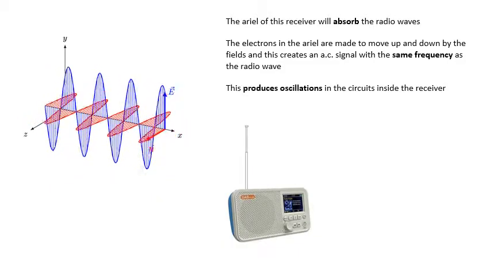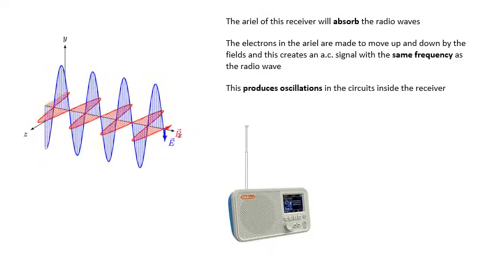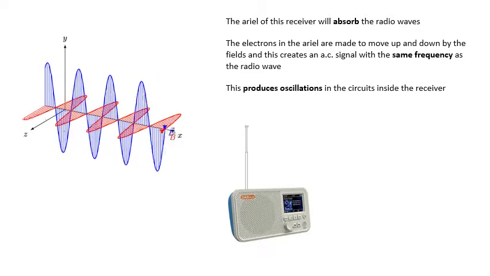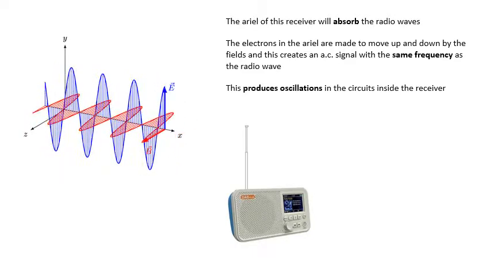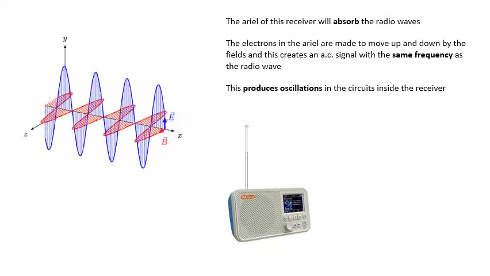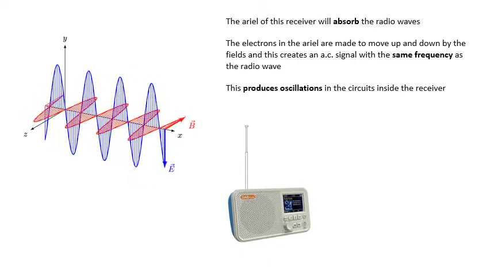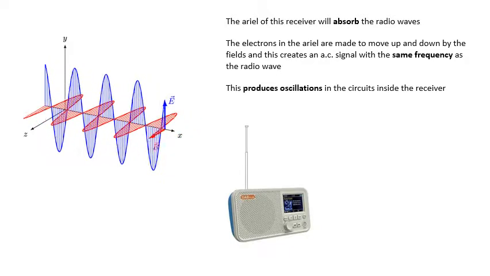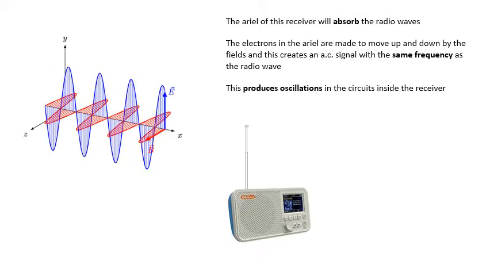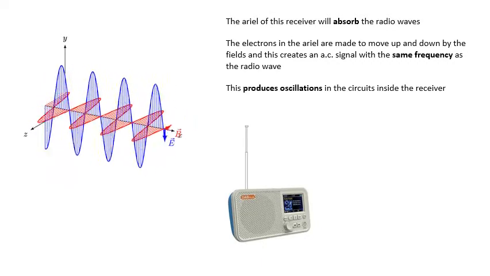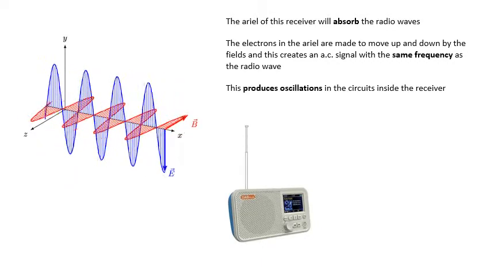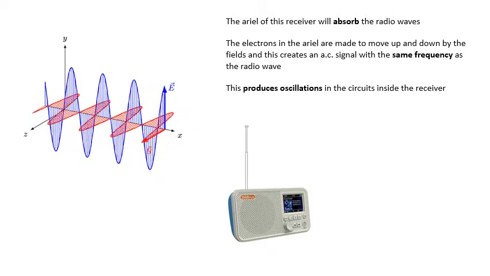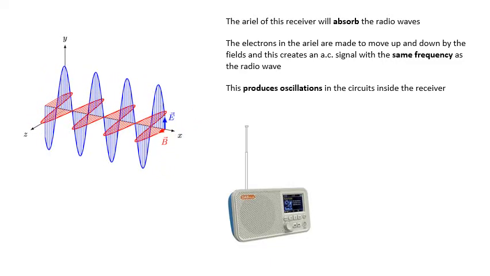Okay, now at the other end, your receiver has an aerial, and the electromagnetic wave comes along, and basically the oscillating electric field makes the electrons in the aerial move up and down the aerial, and that produces an AC signal with the same frequency as the radio wave. And the receiver has got circuits in it as well, and you get oscillations in these circuits, and basically that's your signal that you've received.